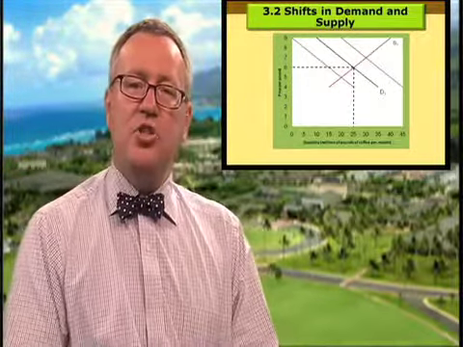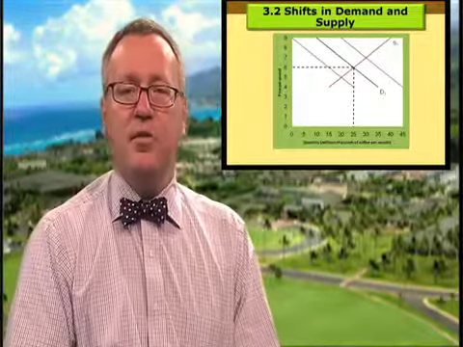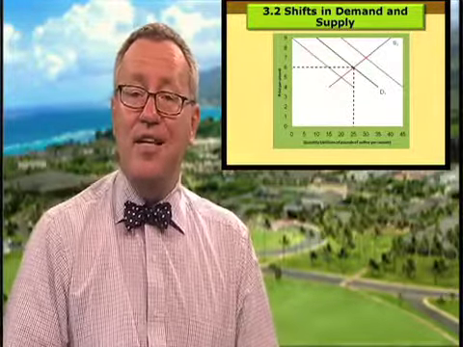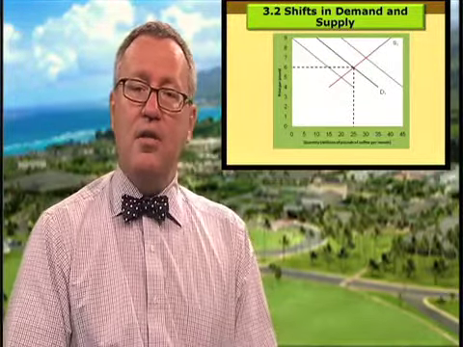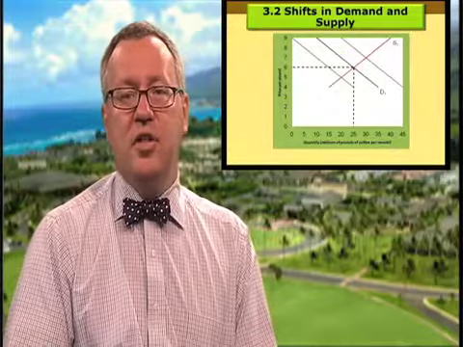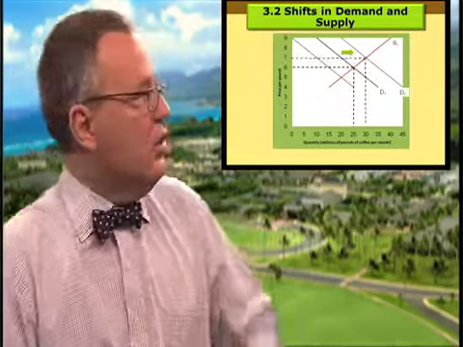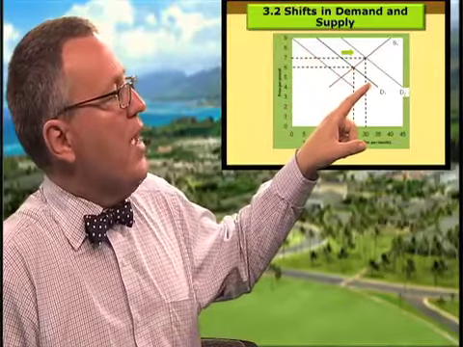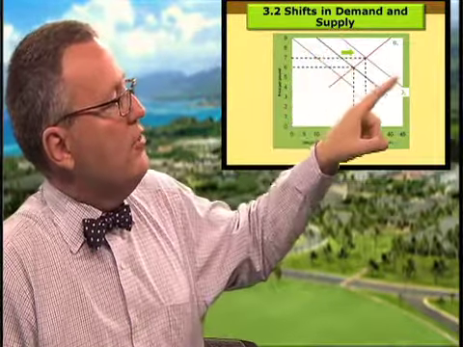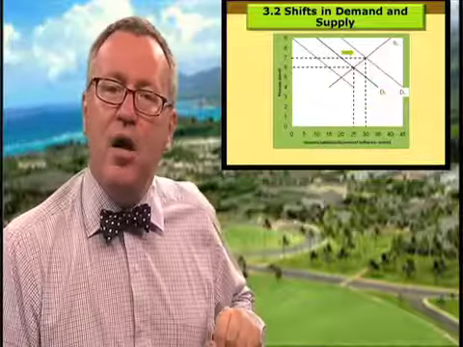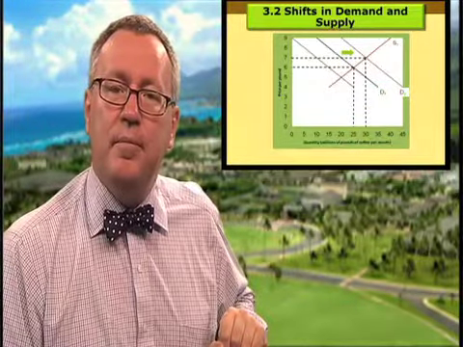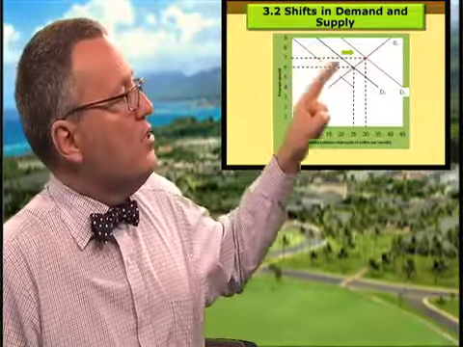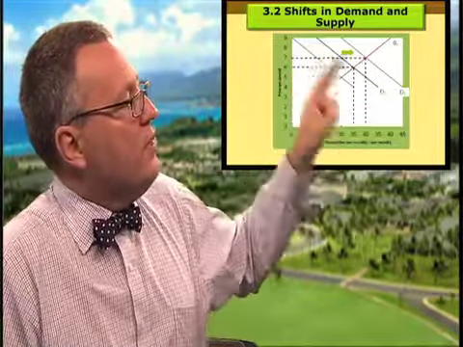Okay, so let's talk about shifts. Shifts of the demand and of the supply curve. We talked about what kinds of things shift these curves. Now we're going to talk about what the effects of the shifts are. So we talked about this shift from D1, where we moved from demand curve 1 to demand curve 2. That may have been caused by an increase in income. So an increase in income caused our demand curve to shift from D1 to D2.